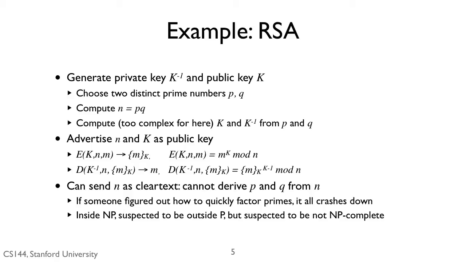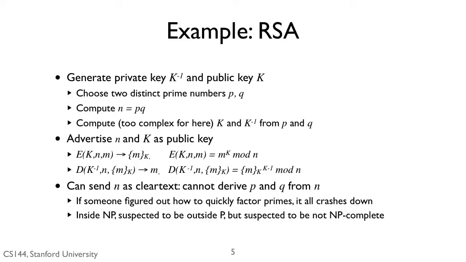To encrypt a message, you consider the message M as a large number and raise it to the K power, then take it modulo N. You send that ciphertext number. To decrypt, you consider the ciphertext message C as a large number, and raise it to the K inverse power, then take it modulo N. It turns out that if you do this, you will recover the original plain text message.